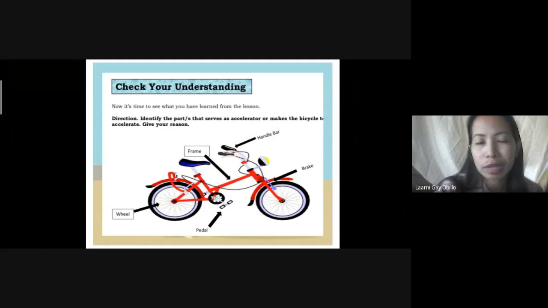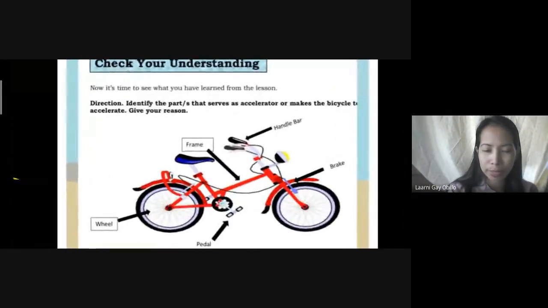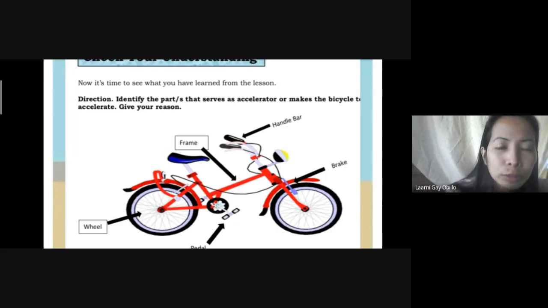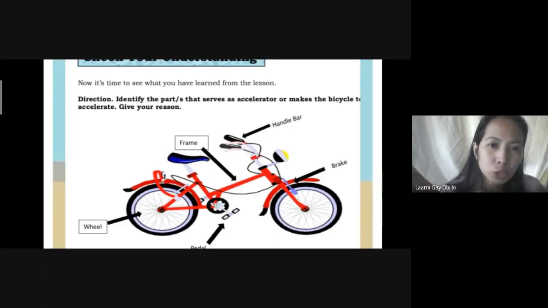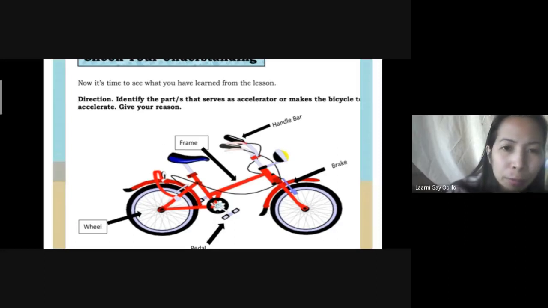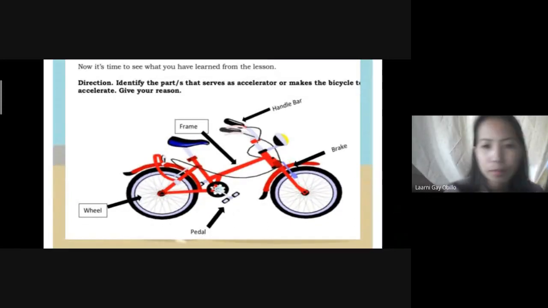Okay, so to check your understanding, we have a picture here of a bicycle. Now it's time to see what you have learned from the lesson. Identify the parts that serve as accelerator or make the bicycle accelerate. Give your reason. Okay, so yung mga part ng bicycle, you have the frame, the handlebar, the brake, the wheel, and the pedal. Ano-ano daw yung mga parts ng bicycle na nagpapabago sa acceleration, either ng bilis or ng kanyang direction? May contribution siya as accelerator ng bike. Sa tingin niyo, ano-anong part yon?